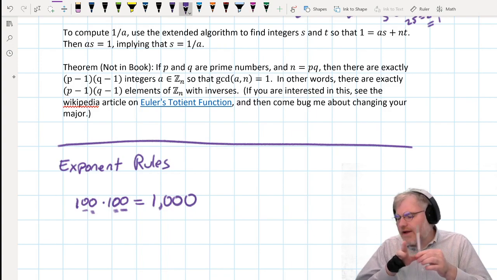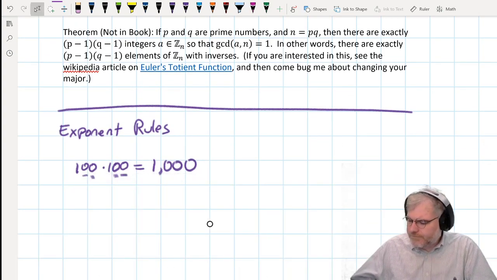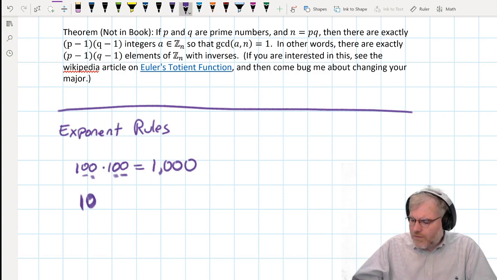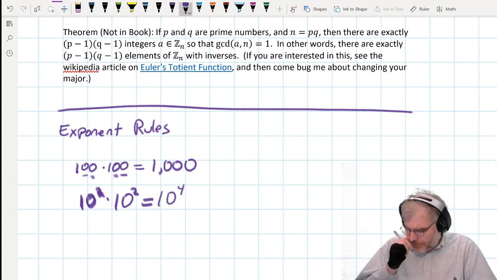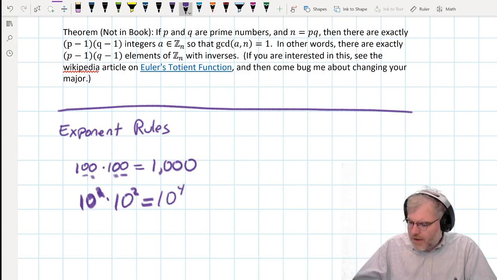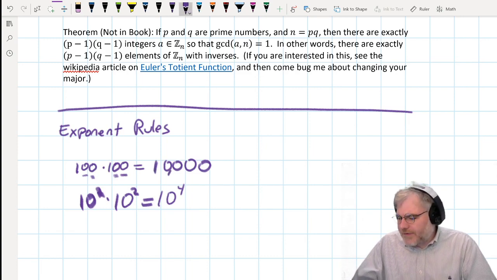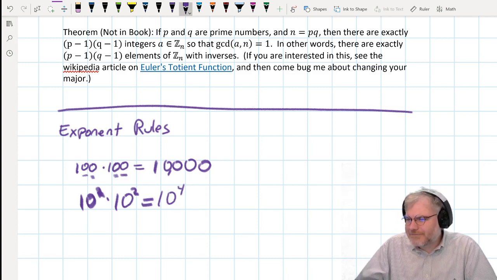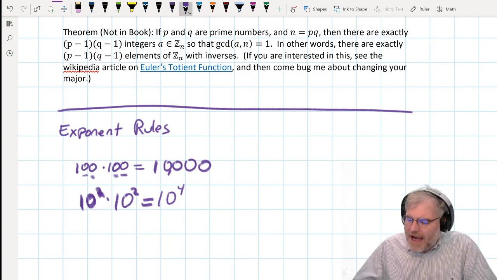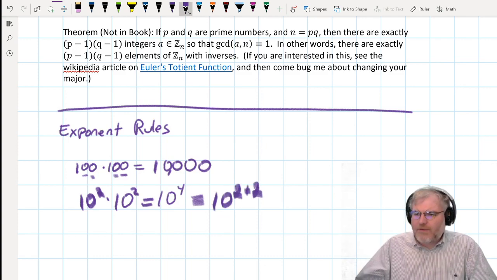That's the same thing as saying that 10 squared times 10 squared equals 10 to the fourth. So I've got 100 times 100, and I wind up with 1 followed by 4 zeros: 1, 2, 3, 4. So I add these two exponents up, and I wind up with this fact that this equals 10 to the 2 plus 2. How do we feel about that?